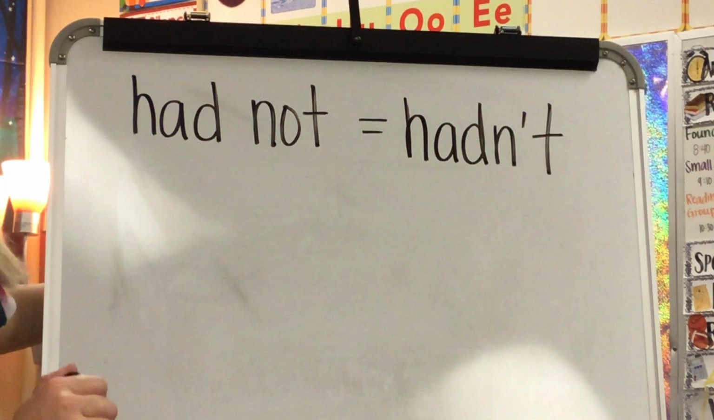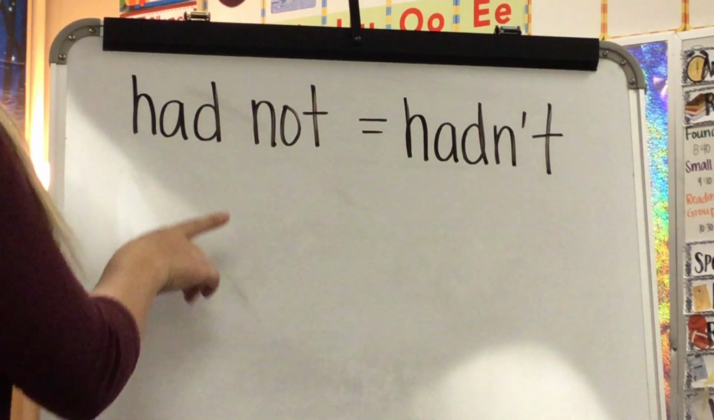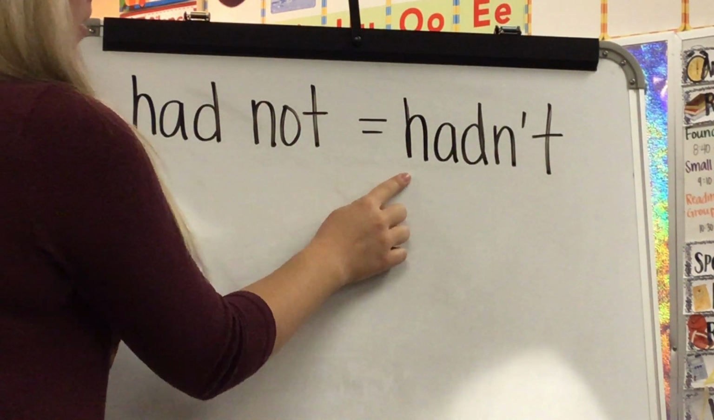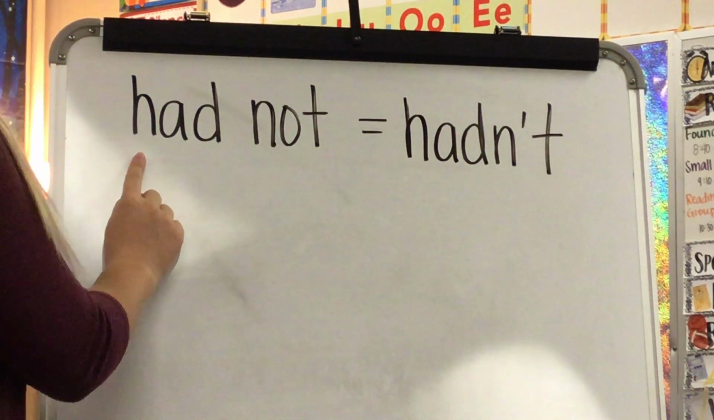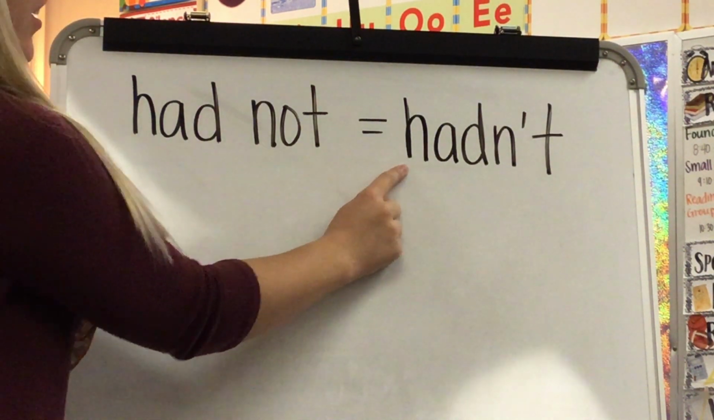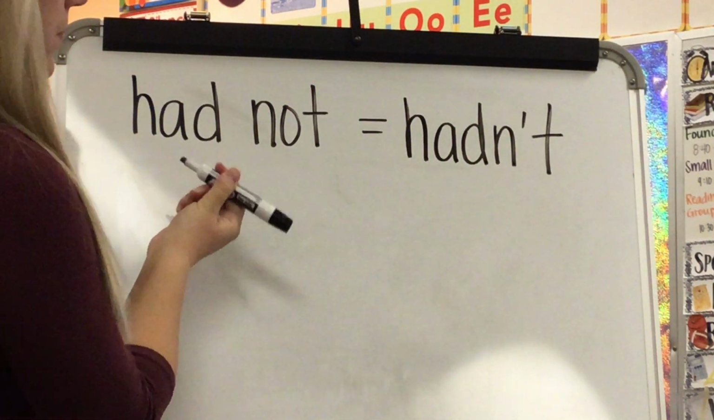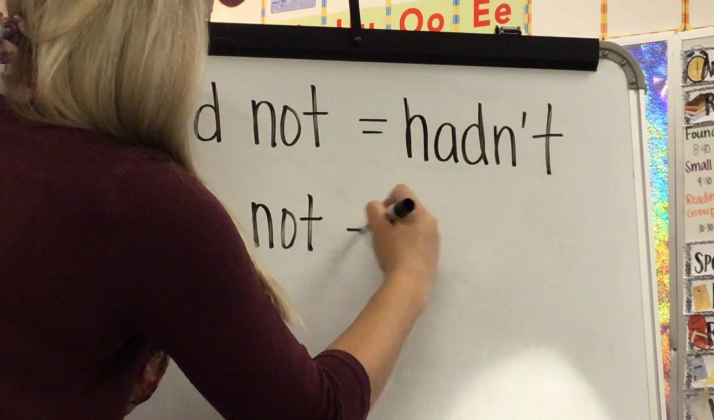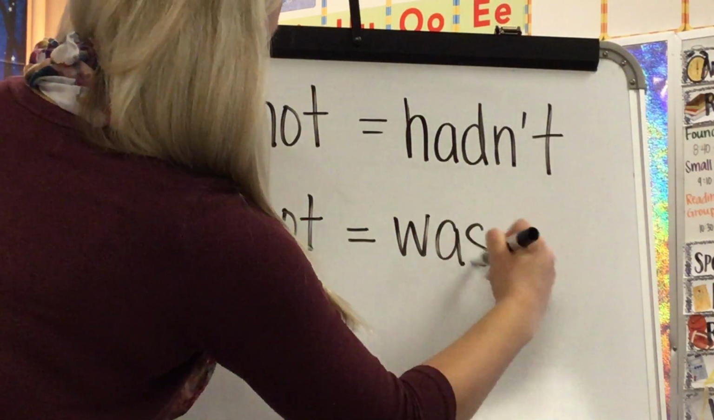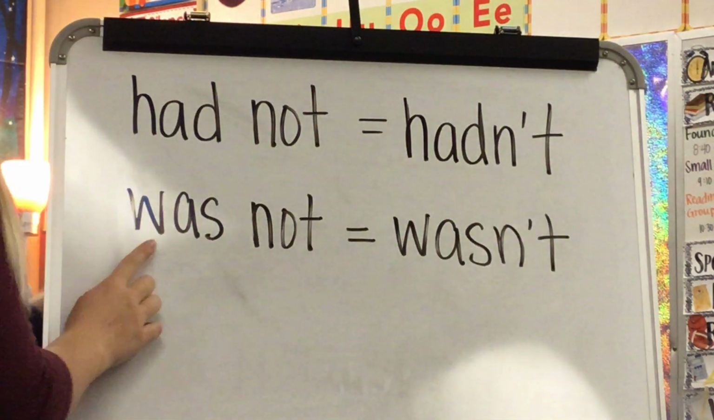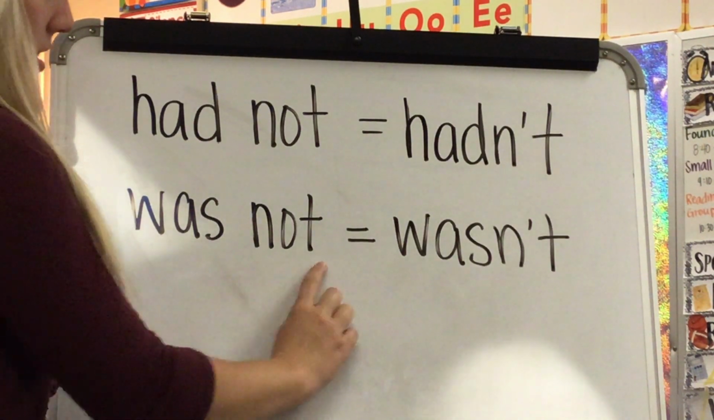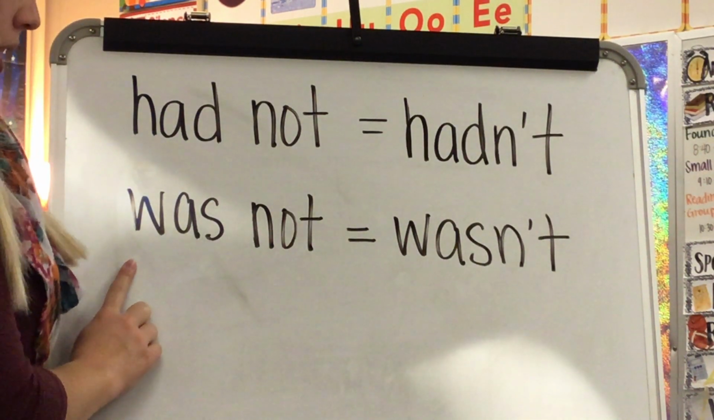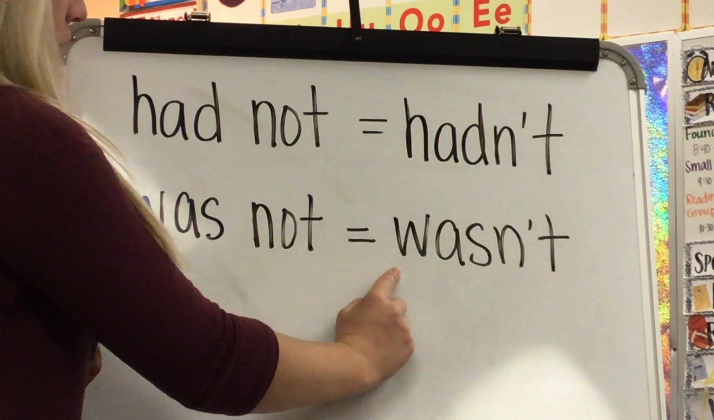I'll model how to read the two words and then the contraction. My turn. Words, had not. Contraction, hadn't. Your turn. Words, had not. Contraction, hadn't. Great job. Let's look at another word. My turn. Words, was not. Contraction, wasn't. Your turn. Words, was not. Contraction, wasn't.